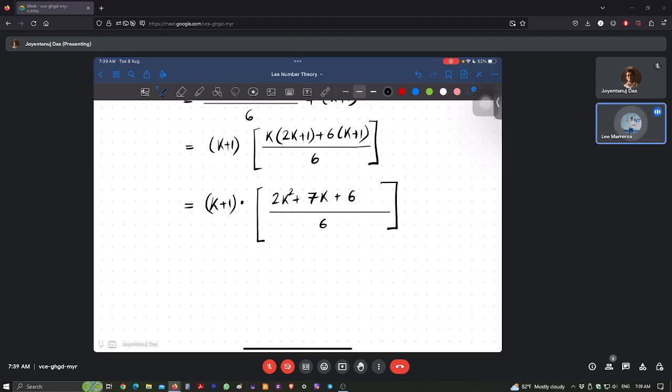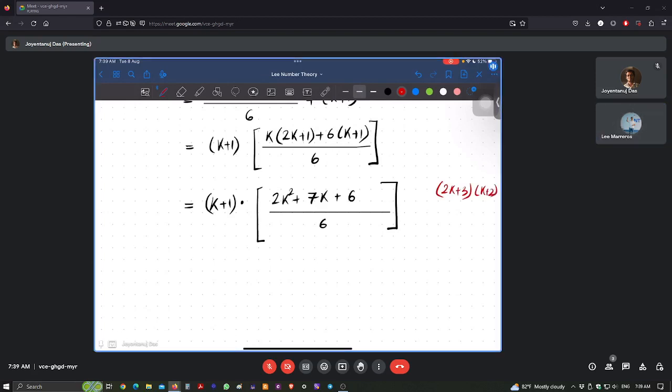Yeah, I remember some kind of cross or something. Let's see. So 7k we have, right? So that is the idea, right? It would be like k plus 2 multiplied by 2k plus 3, something like that. 2k plus 3 multiplied by k plus 2.